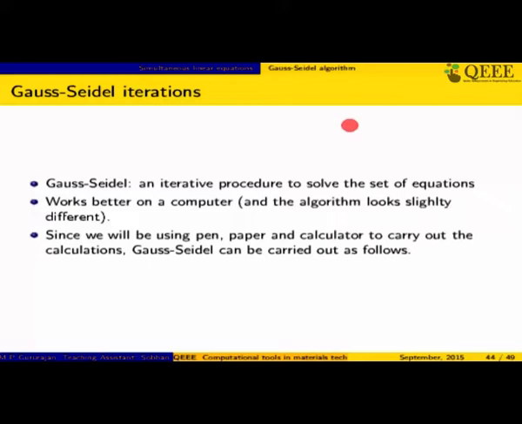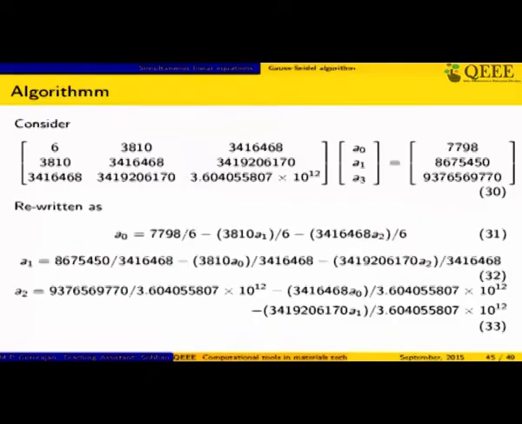As you saw in the previous example, iterative improvement is something that is very nice. You can take an approximate solution, and in one step you are converging to the actual solution. Okay. So in Gauss-Seidel iterations, we solve a set of equations iteratively. This is an algorithm that works obviously better on a computer, and the Gauss-Seidel calculation is as follows.